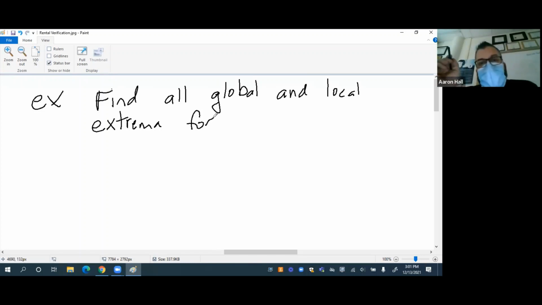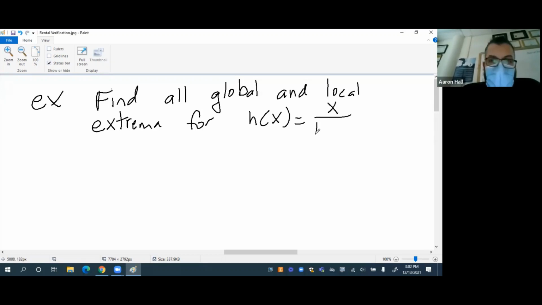So I want to find all of the global and local extrema. I want to find the global and local extrema for h of x equals x over 1 plus x squared.